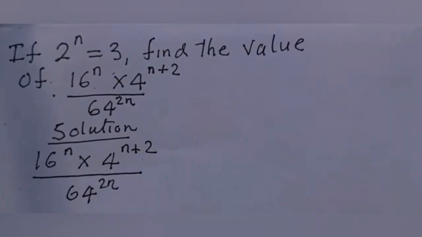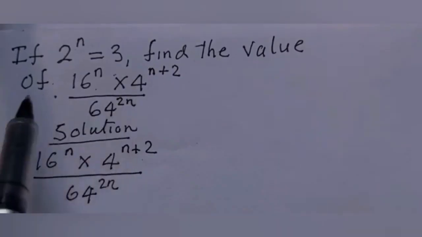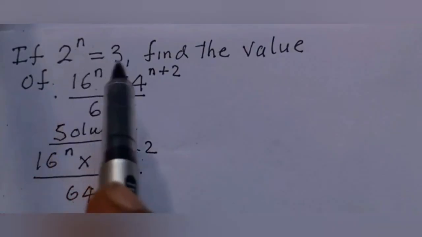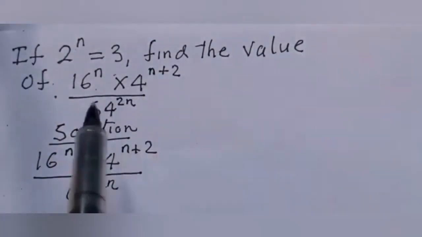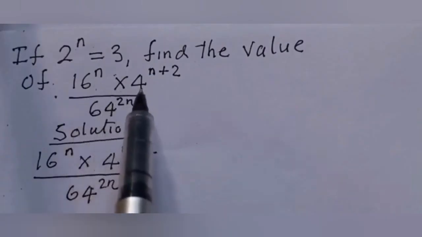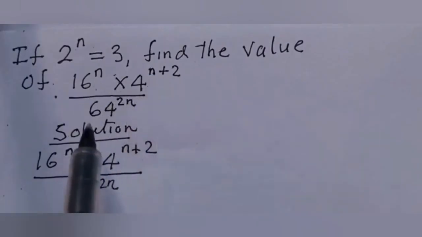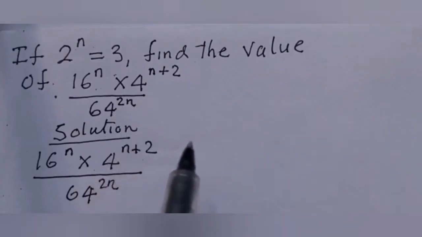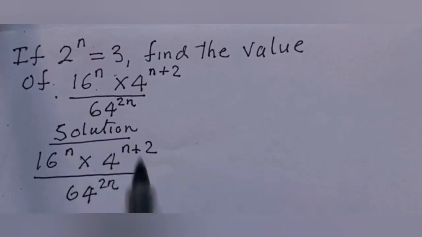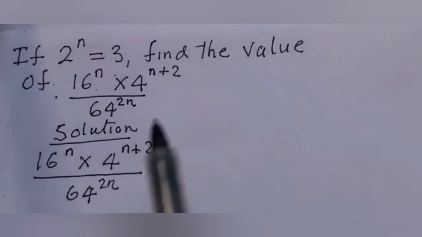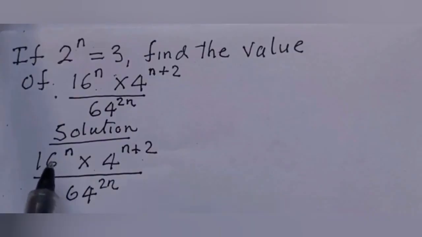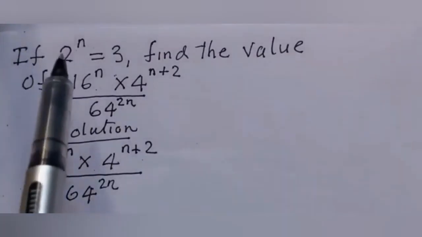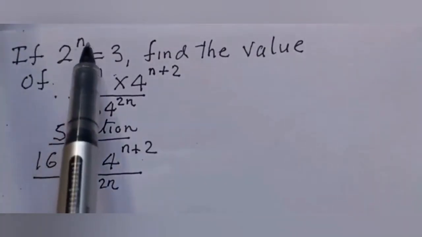Here we have been given a question. As you can see, if 2 power n equals 3, we are told to find the value of 16 raised to power n times 4 raised to power n plus 2 over 64 raised to 2n. In order to get the value of this expression, we break this one and this one, so that we can get 2 raised to n.